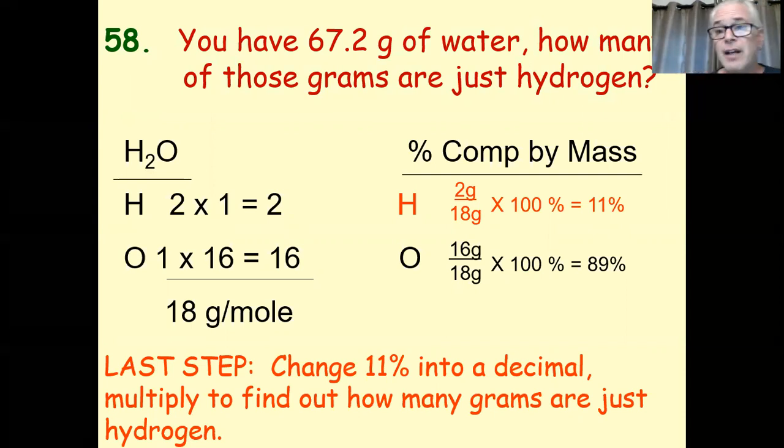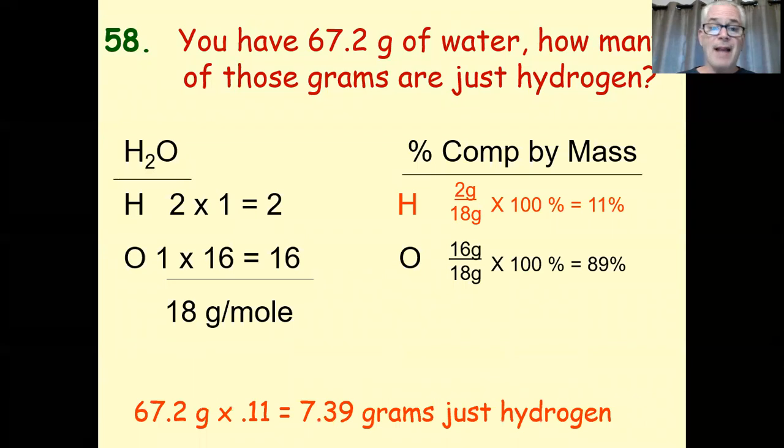Now the question is, out of those 67.2 grams I just drank, how many grams are just hydrogen? We have to change 11% into a decimal. We're going to multiply how much we started with times 0.11. And that is going to be 67.2 times 0.11, which equals 7.39 grams of just hydrogen.